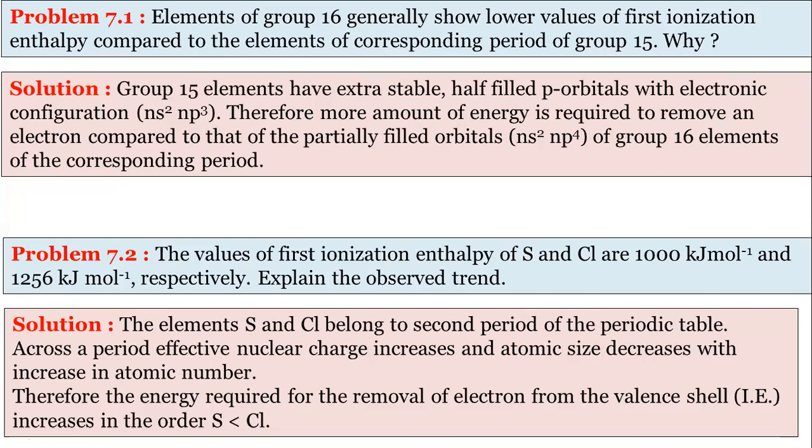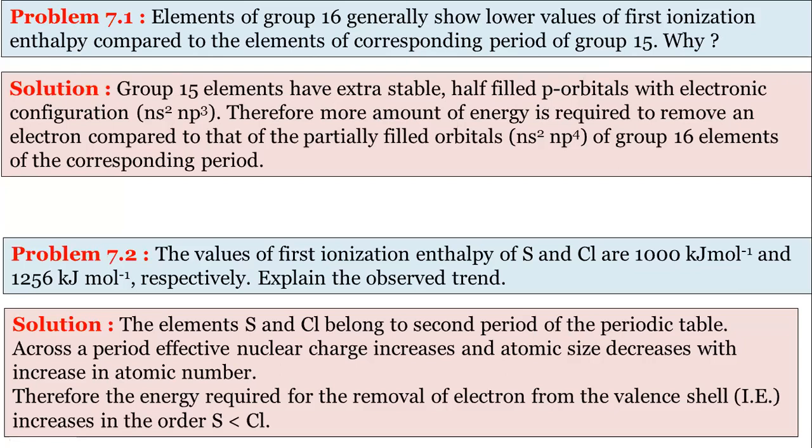Suppose, for example, here is given problem number 7.1. Elements of group 16 generally show lower values of first ionization energy compared to the elements of the corresponding periods of group 15. Why? So they can change the question. Instead of group 16, they can give group number 17 also. So first we will understand what question is given, what the problem is.